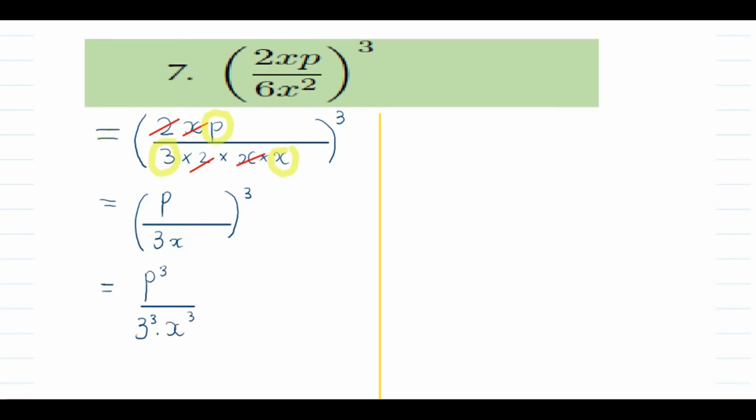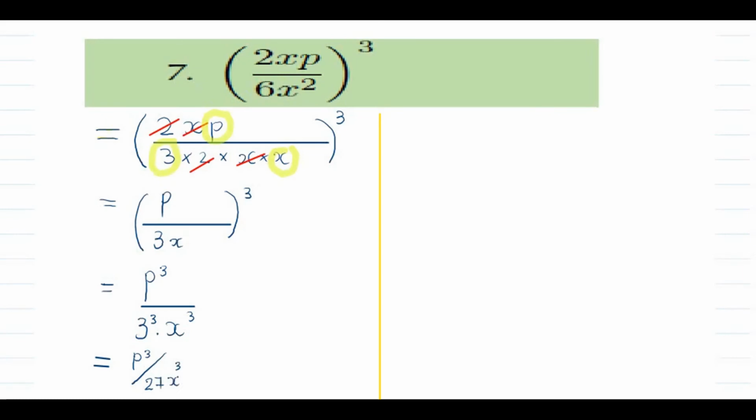Yes, it can. Okay. P to the power of 3 stays as p to the power of 3 all over 3 times 3 to the power of 3 is 27, right? x to the power of 3. Okay, let's look at the other method, right?